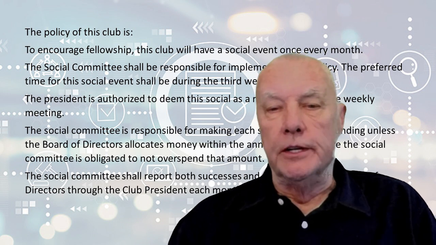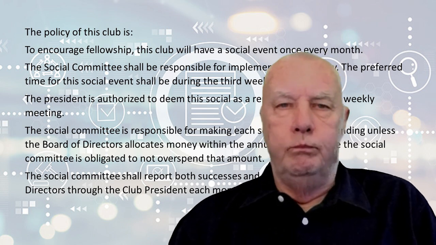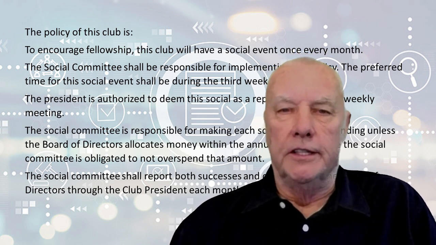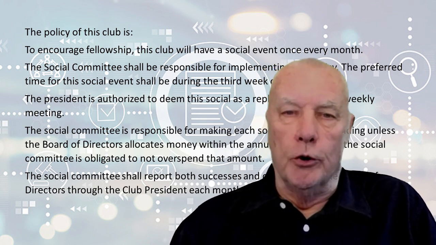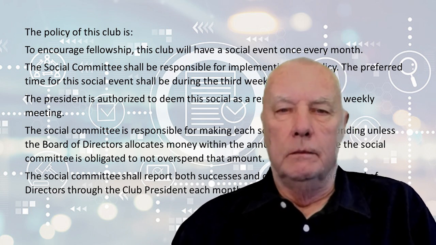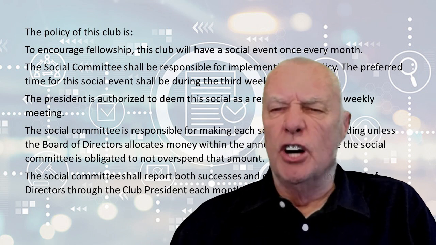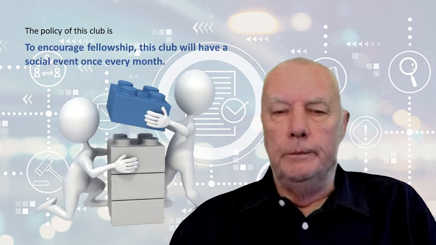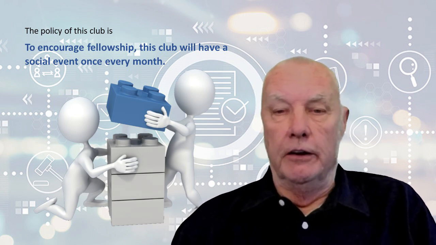My first example is a policy about club social events. Social events are a very important part of Rotary. They develop fellowship, and developing fellowship develops acquaintances, and acquaintances are the basis of how we get things done. So my particular policy that I'm recommending here, let's just go through it one step at a time. First of all, there is the expectation, which is to encourage the fellowship.